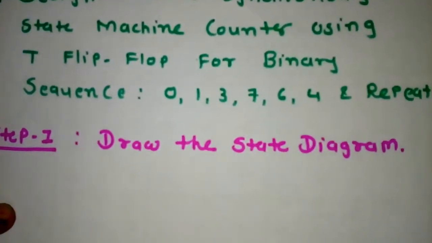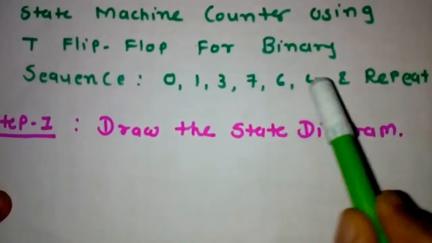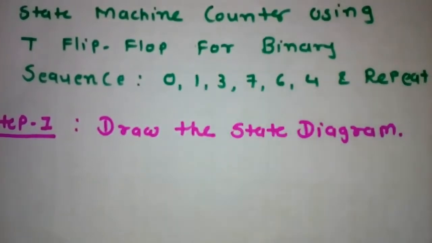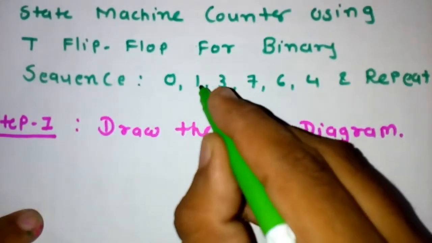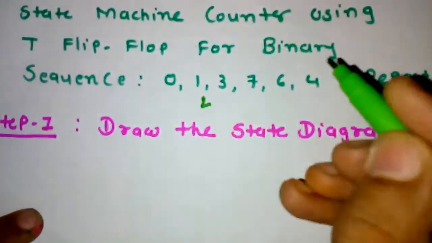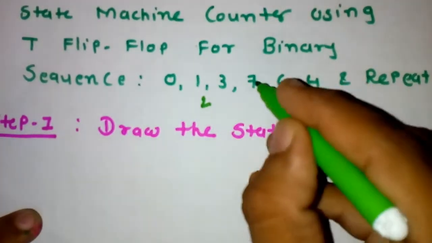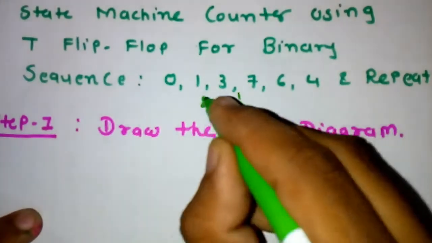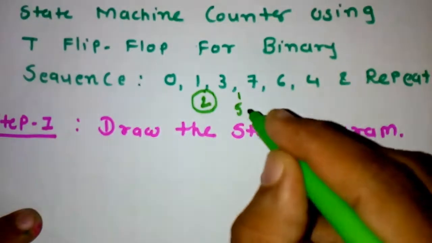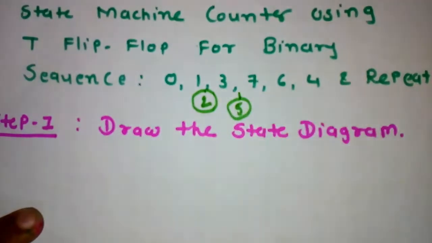In this binary sequence, some binary numbers are missing. Which binary numbers are missing in this sequence? Here 0, 1, after that 2 is missing, 3, 4, 5 is missing, 6 and 7. So two numbers are missing, 2 and 5.